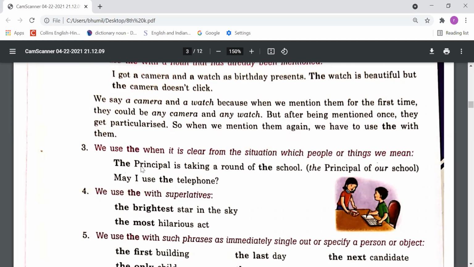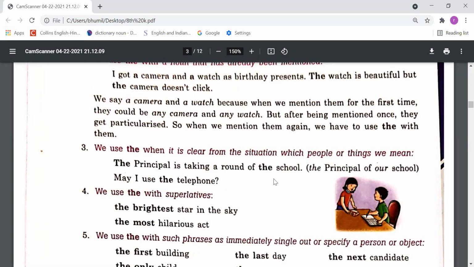Third point, we use "the" when it is clear from the situation which people or things we mean. If by the situation we come to know what we are talking about, those things become definite. Like, the principal is taking a round of the school. So we have used "the" with the principal and school because by the situation we come to know which school and which principal we are talking about, right? May I use the telephone? So there is one telephone there, according to the situation, we come to know that one telephone is there and we are talking about that, so that is particular.